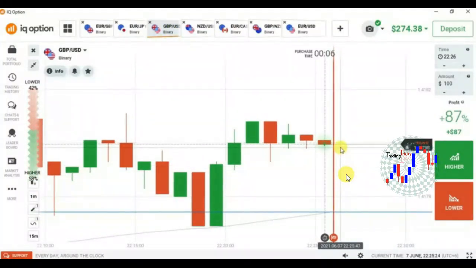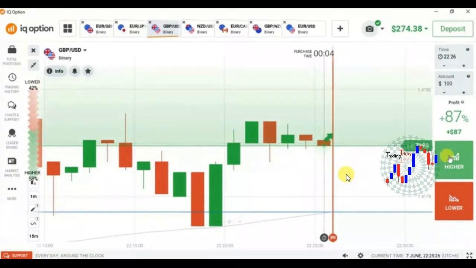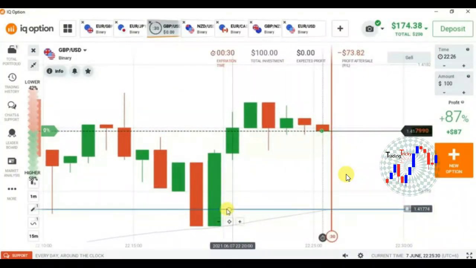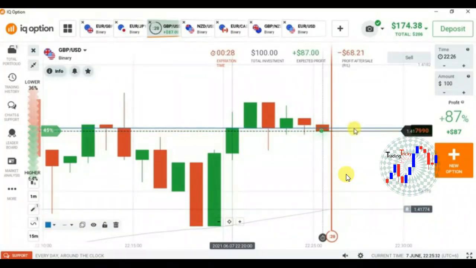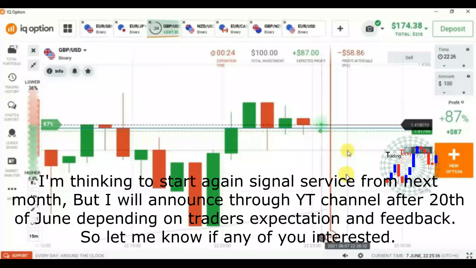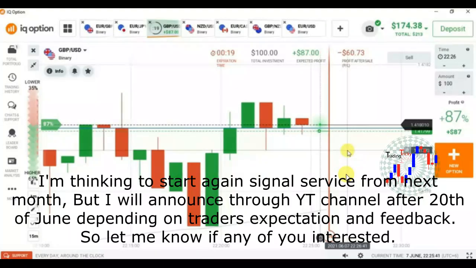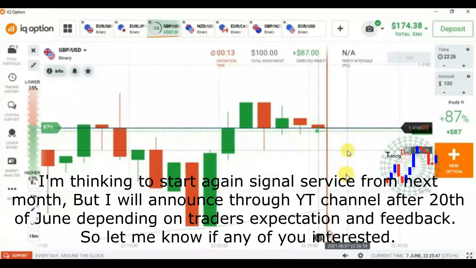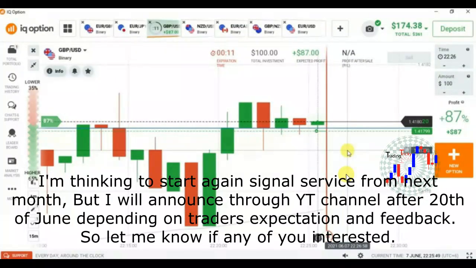Okay, sellers are trying, but not strong sellers. Yeah, I'm going with buyers because I have seen sellers are weak and candle should not close below this level. As I draw the level, the candle should not close below this level. Even the candle can be red, but it will not close below this level, I believe. So let's see.